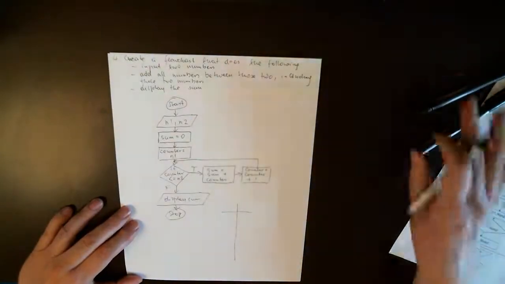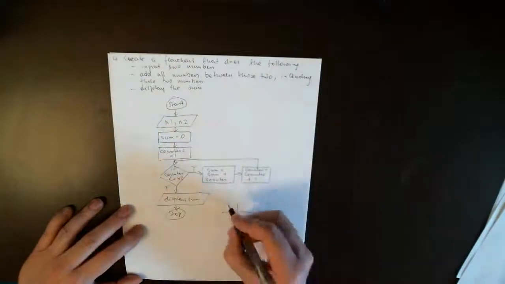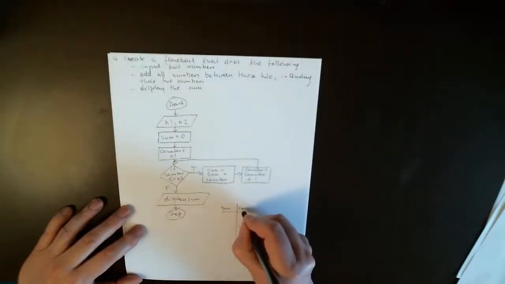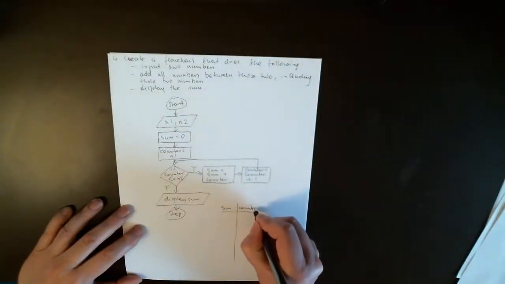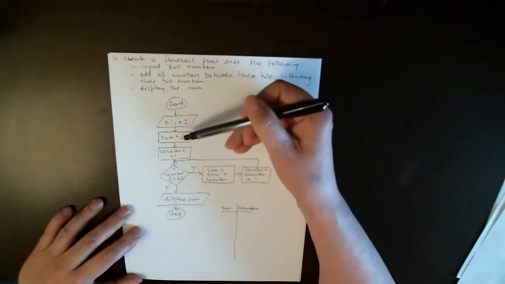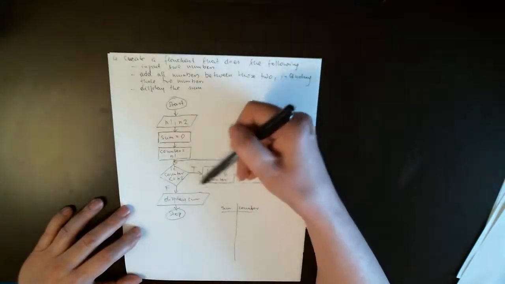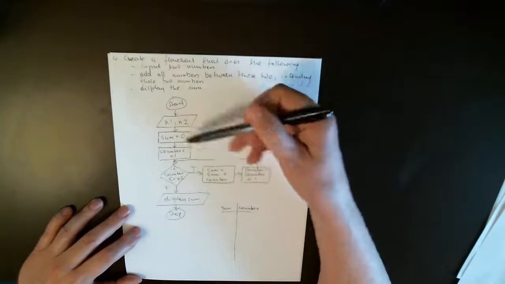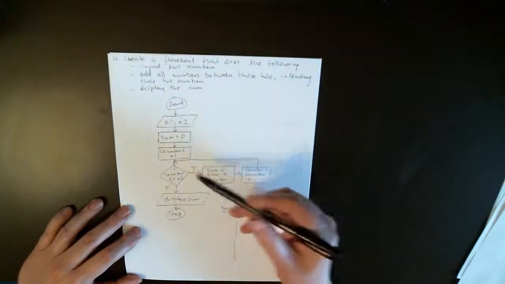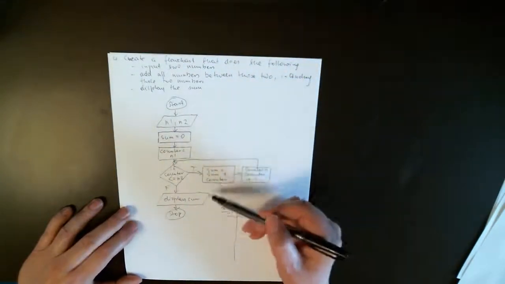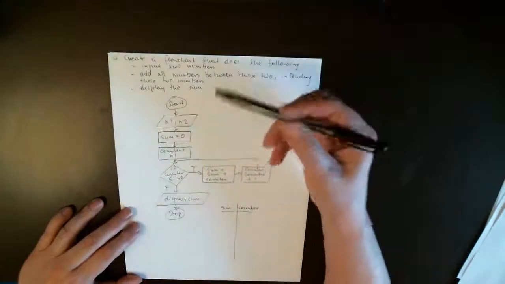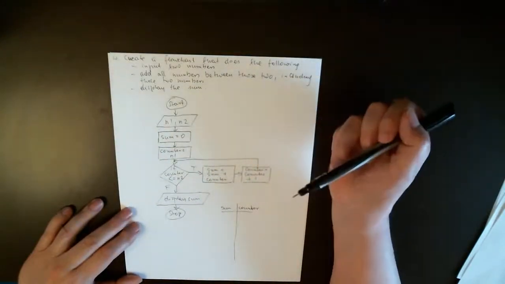Sum will start here, and then counter will be right here. Which is kind of logical. We put the sum first, then the counter. As we go through the program, each will be updated. So first we have to start with those two numbers.